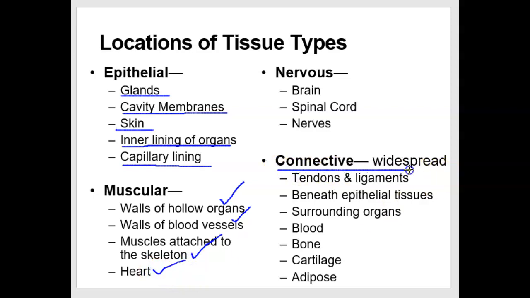And then here's all that widespread connective tissue. Tendons and ligaments beneath any epithelial tissue, including the skin. Surrounding organs. And then there's some specific types of connective tissue. The blood is considered connective tissue. So is the bone, cartilage, and the adipose that you find throughout your body, which is called fat, just commonly, right? So all these different types of tissue function together to form an organ, which contribute to organ system function and then the function of the organism.